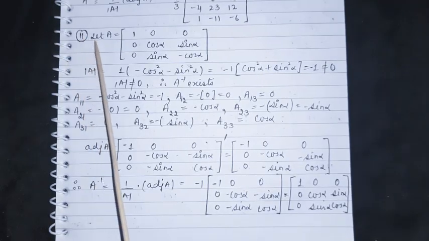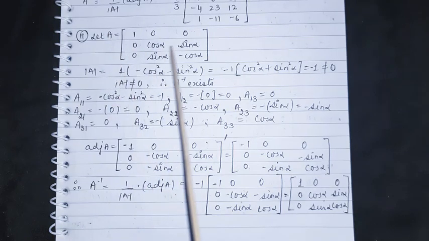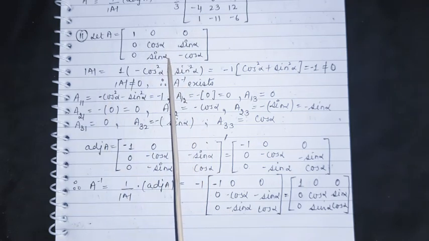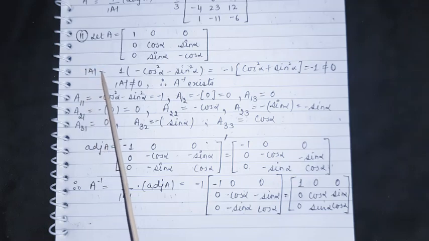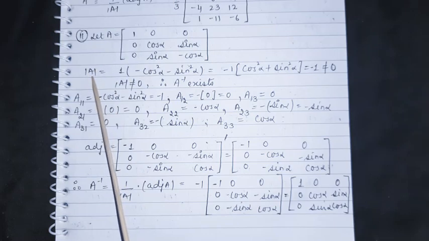Our next question is question number 11. In question number 11 also, a matrix of order 3 is given to us and we have to calculate its inverse. The steps will remain the same. Let's see the calculation part. The first step is always that we need to check that determinant of A should be non-zero. So let's calculate determinant of A.